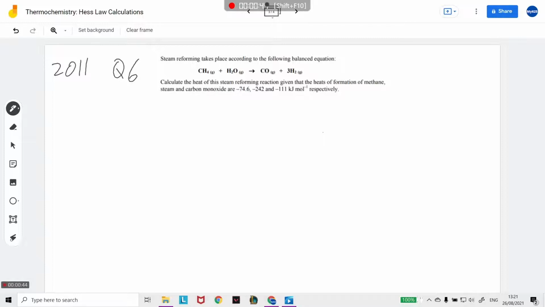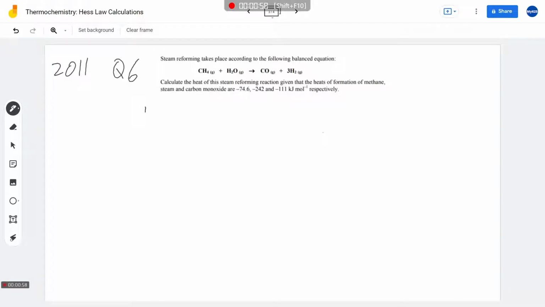So what can we do? Well, what information do we really have? We have the heats of formation information. And so what we can do is write out the equations for forming these chemicals first. So let's just do that. Step one, we're going to do that.